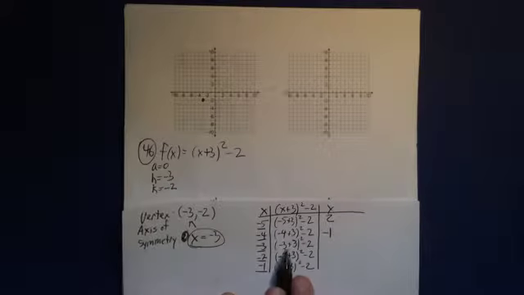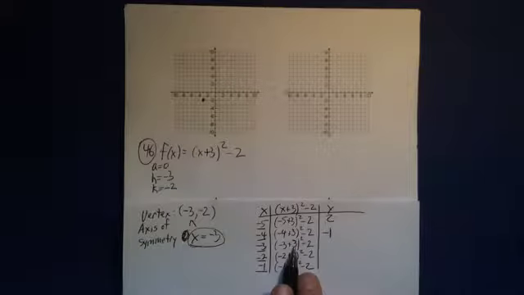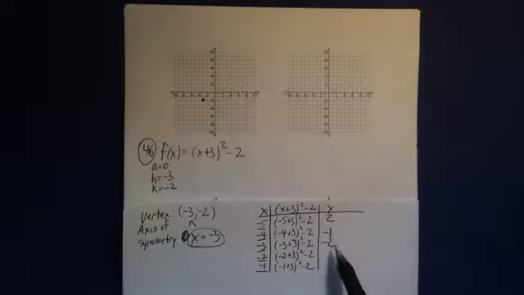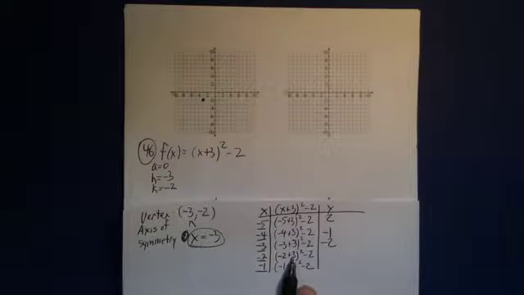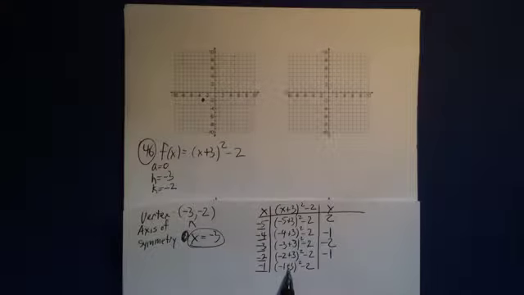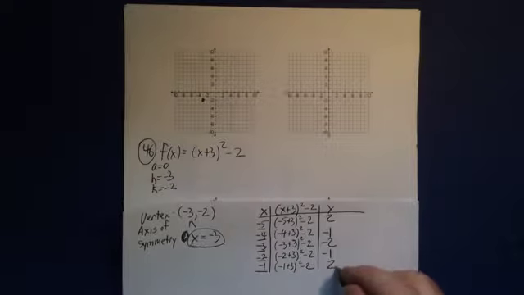This, of course, now be careful. What's the vertex now? Negative 3 plus 3, that's 0. 0 squared is 0. That's going to be minus 2. And you should expect that this will be negative 1 and that this will be 2 because of the symmetry we discussed earlier. Negative 2 plus 3, that's going to be 1. 1 squared is 1, minus 2 is negative 1. Negative 1 plus 3, that's going to be 2. 2 squared is 4. 4 minus 2 is 2.